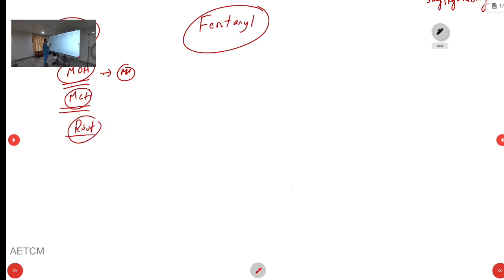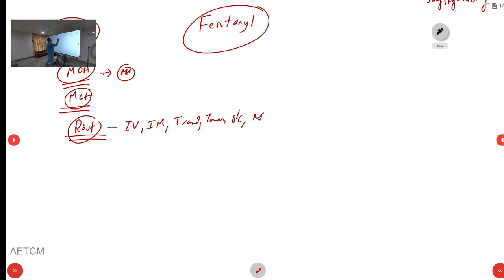Now we come to the route of drug administration of fentanyl. It is available as IV preparations, IM preparations, transdermal, transmucosal, sublingual and nasal sprays.